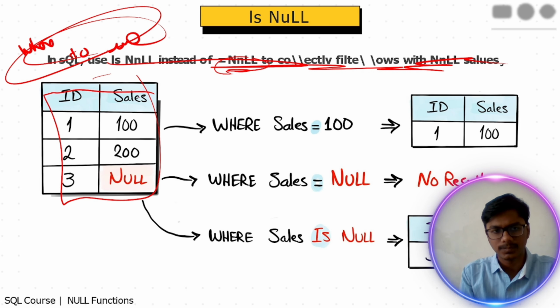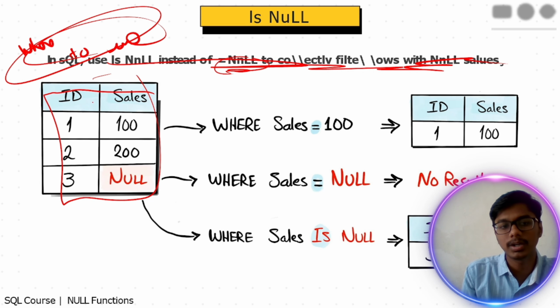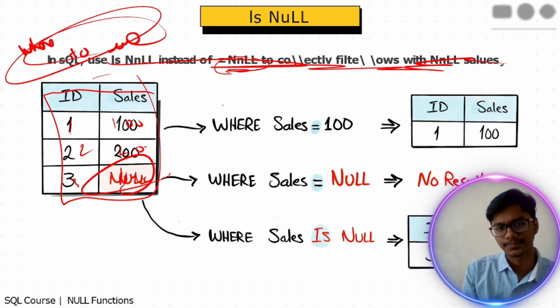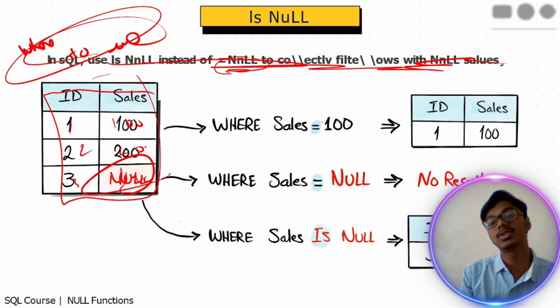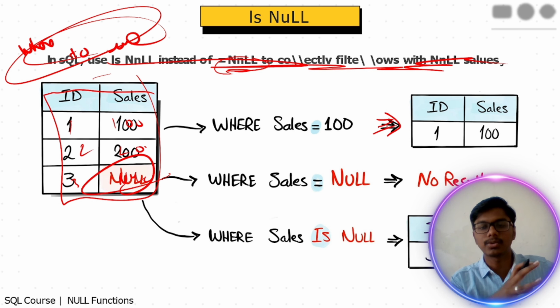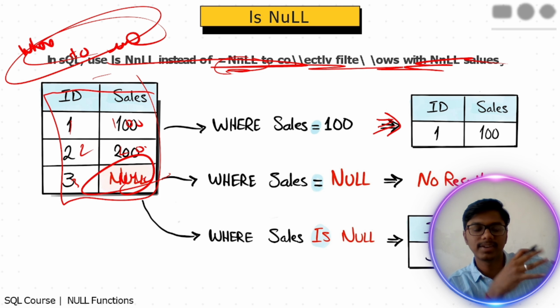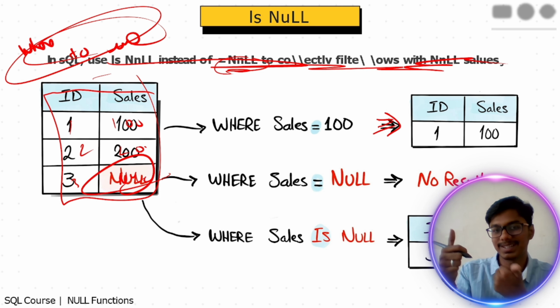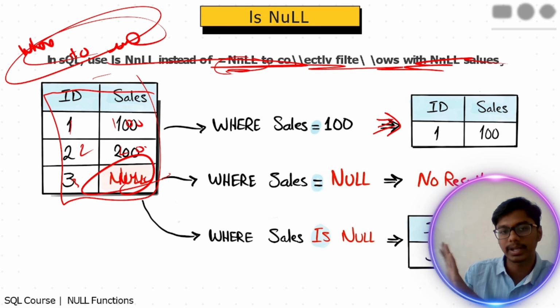So now consider an ID column and sales. For the first ID the sales is 100, the second ID has sales of 200, the third ID has sales of null. If you put where sales is equal to 100, you can easily extract and filter the rows. It's completely working fine.